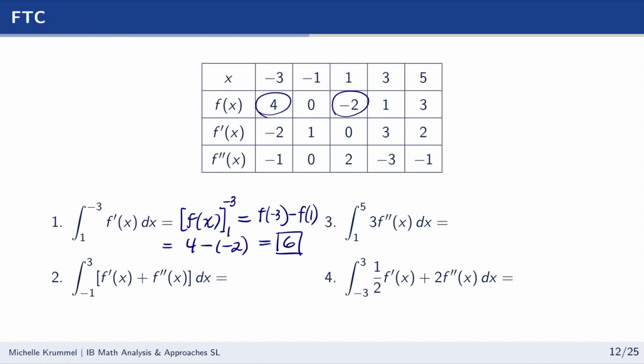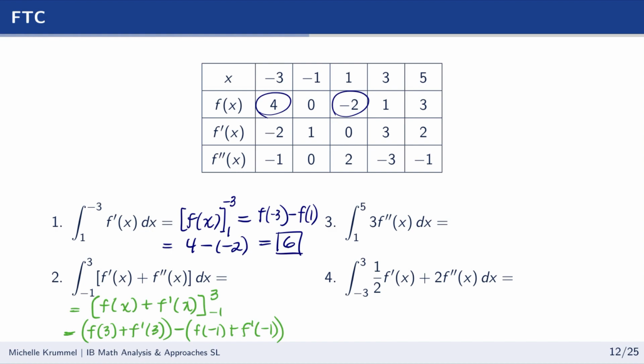Number 2. This time our interval goes from negative 1 to 3, and we're integrating f prime of x plus f double prime of x. So the antiderivative for f prime of x is f of x, plus the antiderivative for f double prime of x is f prime of x, and we are evaluating that from negative 1 to positive 3. So we sub in the upper limit of 3. We get f of 3 plus f prime of 3, minus, now we sub in the lower limit, f of negative 1 plus f prime of negative 1.